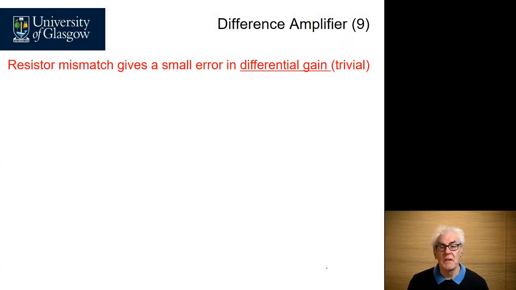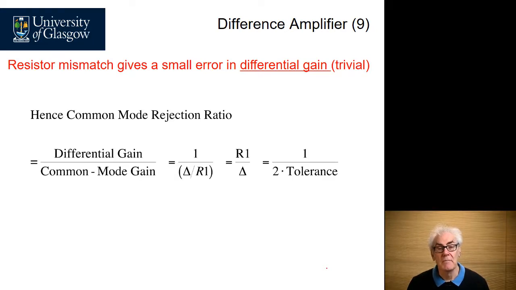What we've proven is that the resistor mismatch for 1% gives a relatively small error in the differential gain, but actually has quite a considerable impact on the common mode gain. So now we can look at the common mode ratio for the difference amplifier as a differential gain, which is 1, divided by the common mode gain. So we land up with a common mode rejection ratio of 1 over 2 times the resistor tolerance.